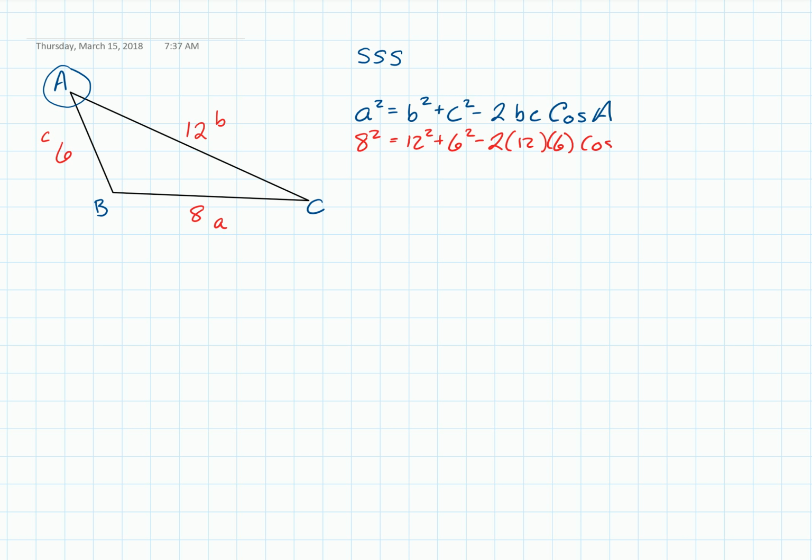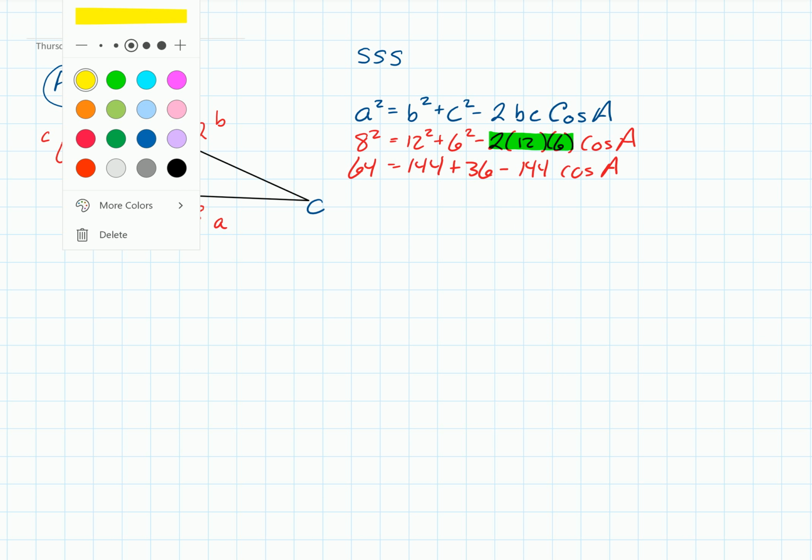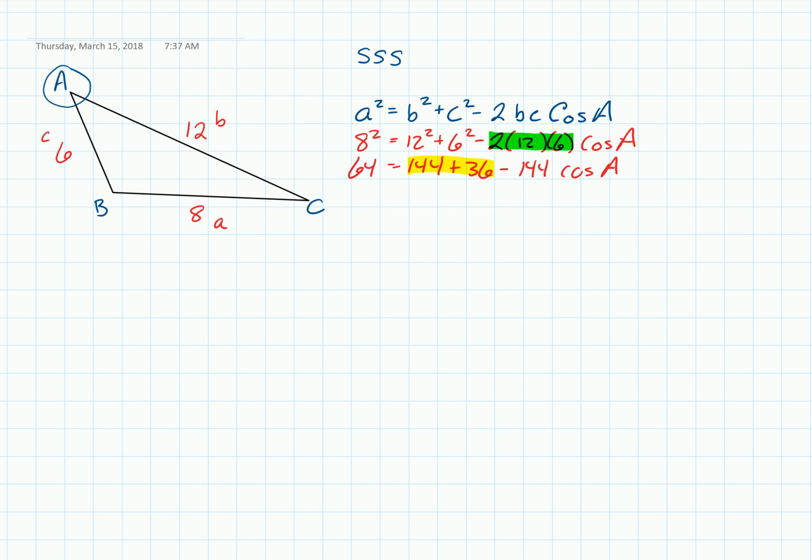6 cosine of A. A lot of the work from here is going to be done on the calculator, of course. And so we'll have 64 is equal to 144 plus 36 minus, and now I'm going to multiply these three values together, the 2 times the 12 times the 6, and I get 144 cosine of A. So from here, I'm going to go ahead and add these two values together, and then I'm going to subtract them from both sides of the equation.